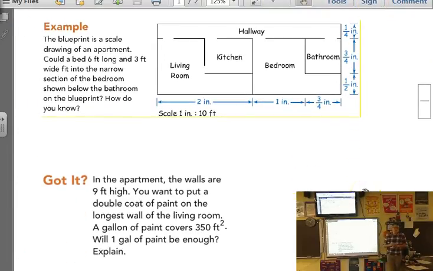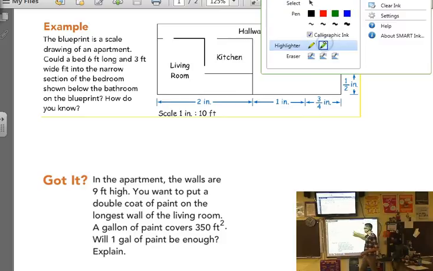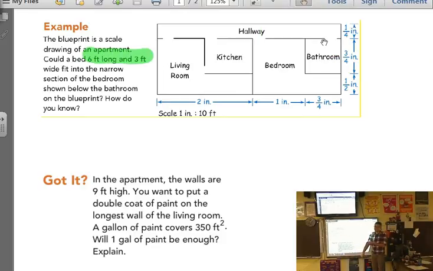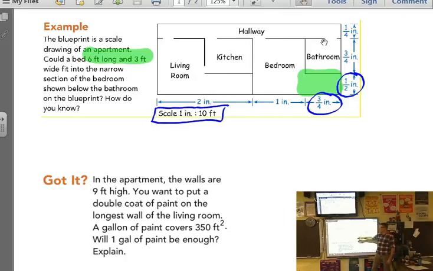So try this on your own. And by on your own, I mean you can talk with people close to you about this. We want to see if a bed 3 feet wide and 6 feet long will fit into this space. So we need to calculate this 3/4 and this 1/2 of an inch. How many feet will that convert to when I see this scale right here? 1 inch is 10 feet. So chat with people close by you. Try to figure this out. Will our bed fit into that part of the bedroom?